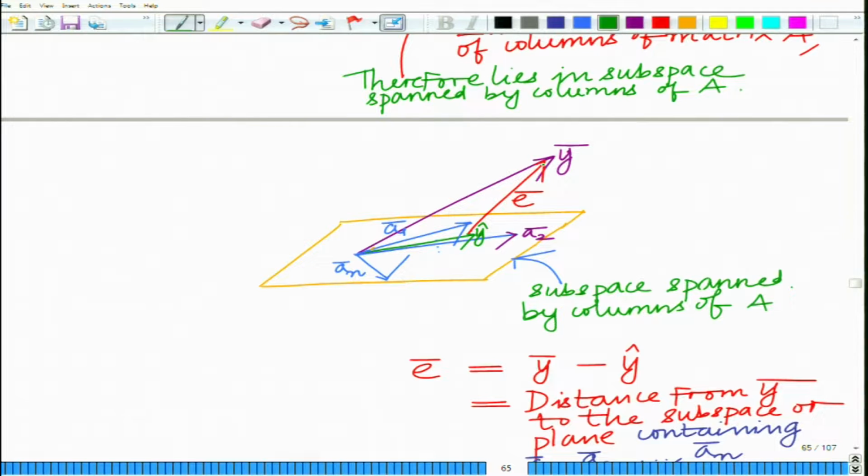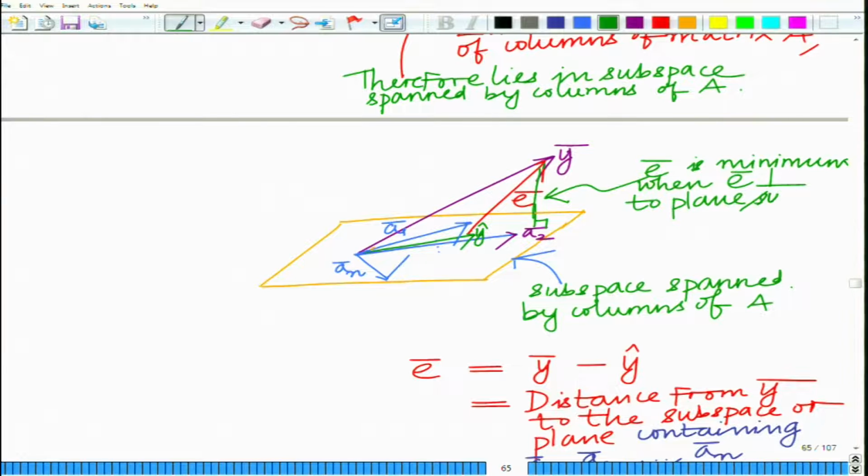So, this error, which is nothing but the distance, geometrically you can see this error is minimum when e bar is perpendicular to the subspace. This is the important idea. So, this error vector is minimum when it is perpendicular to this subspace that is spanned by A1 bar, A2 bar up to An bar, or we can also say that the error vector is orthogonal to the subspace.